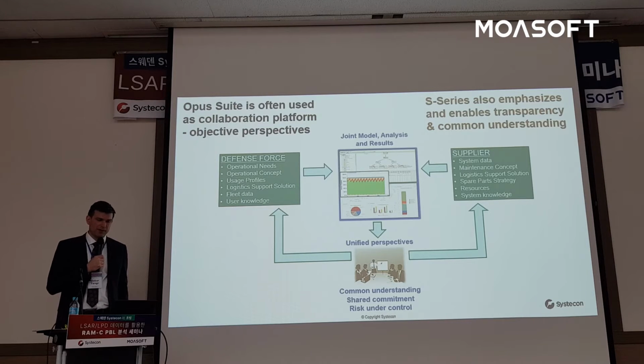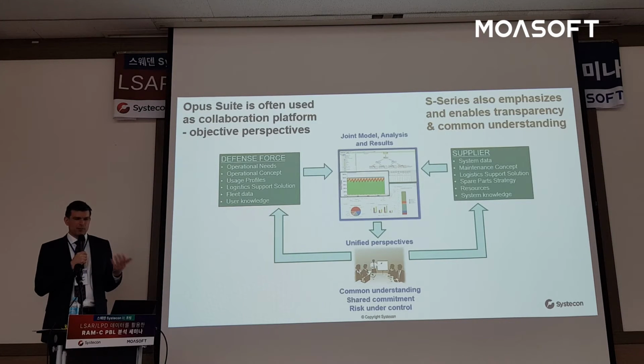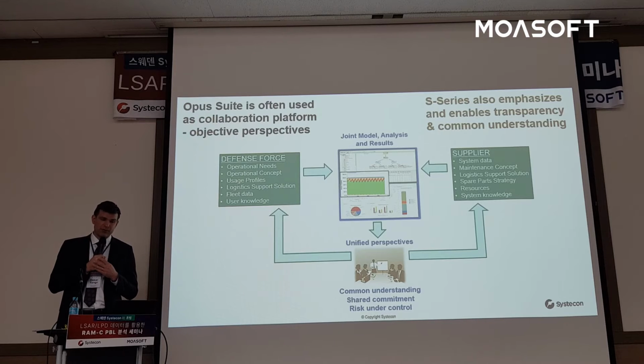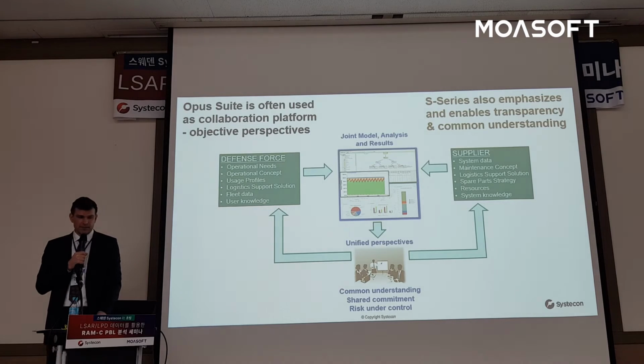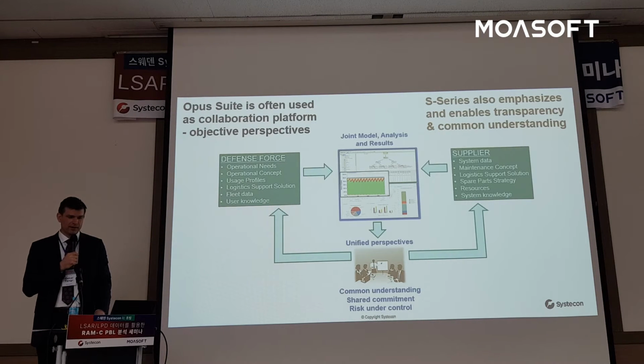So, connecting back to this, we see that the model and the analysis often provide this collaboration platform, and it's also emphasized by the S-series to have high transparency between the parties and to share a common understanding of what KPIs to use and how to provide data and what operational requirements we are dimensioning for. All those things need to be clearly agreed between the parties.